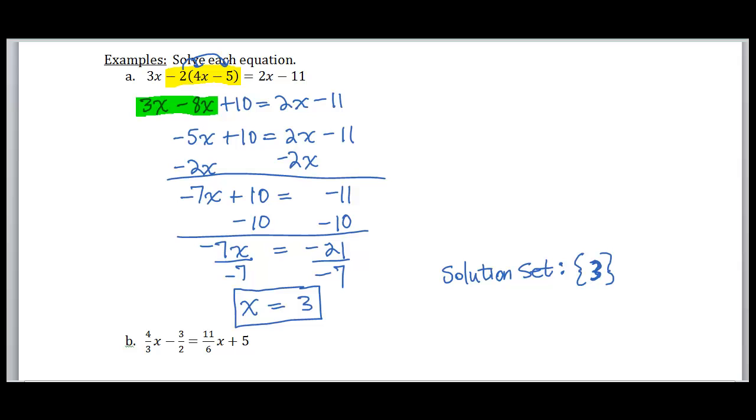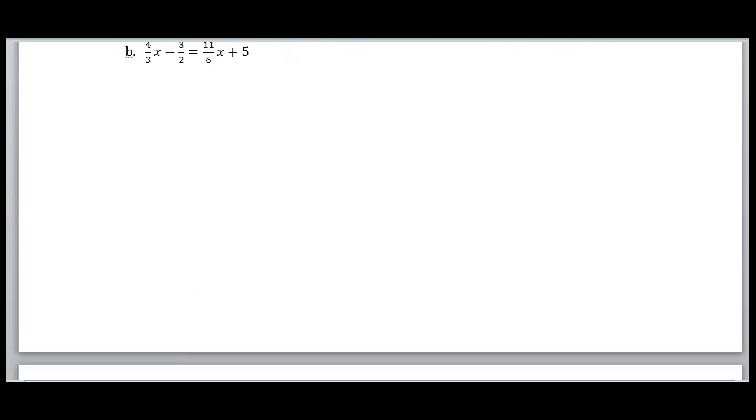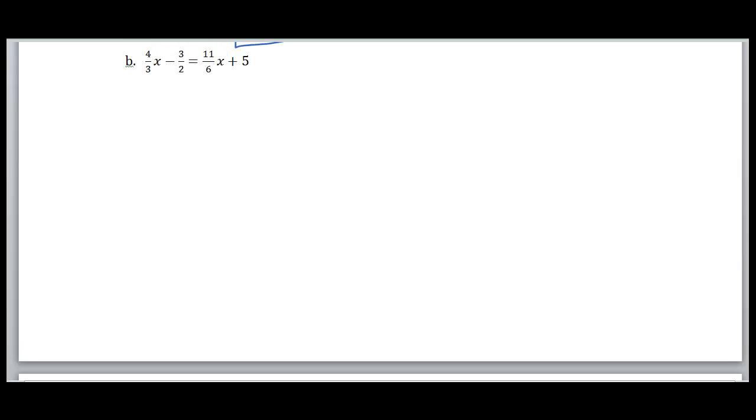Okay. Our next example, as you can see, involves some fractions. And one way to solve this problem with these fractions here, 4/3 x minus 3/2 equals 11/6 x plus 5, is to multiply both sides by the lowest common denominator of these fractions, which is 6. So I'm going to come over here and I'm going to multiply this left-hand side by 6. Then I'm going to multiply this right-hand side by 6. With that, I'm going to have to distribute the 6 to basically everything in this equation here.